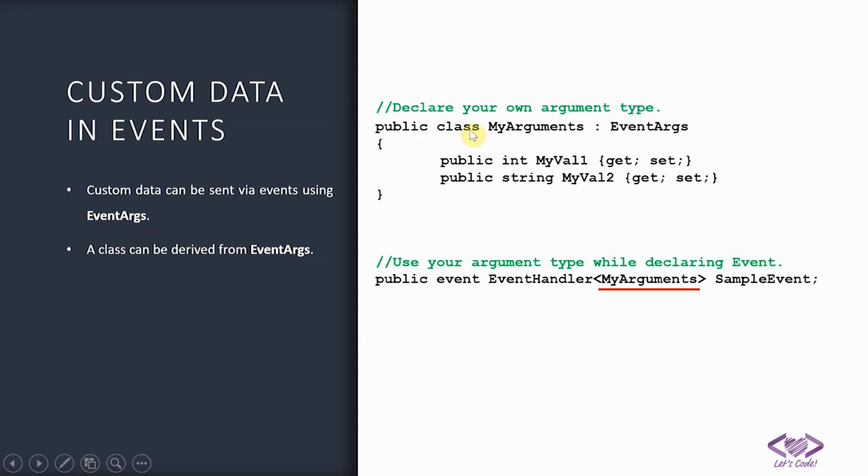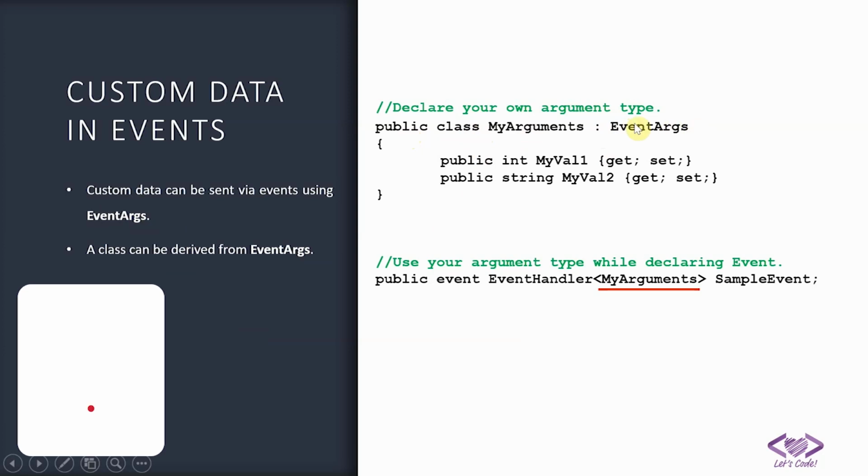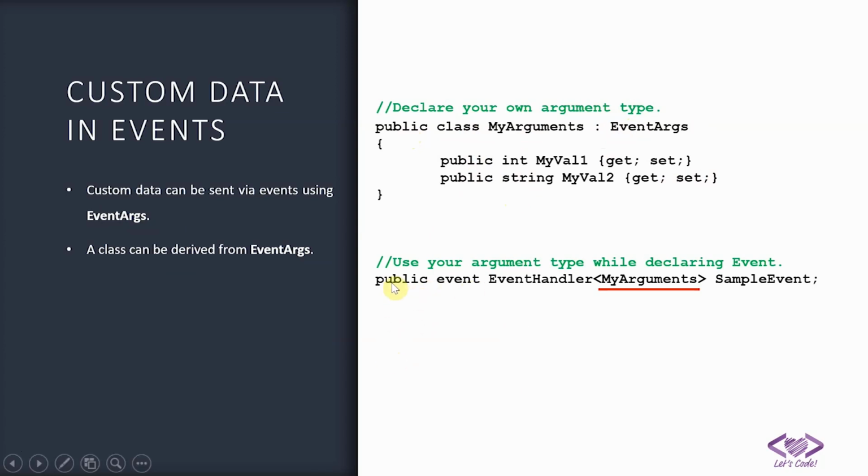So public class MyArguments, and I will just extend it with EventArgs, and here I will declare all the properties which I want to be passed as part of my data. So when you declare the event, earlier we were using public EventHandler. Now we can say the data type of MyArguments, that is, now my event handler delegate will be taking the argument of type MyArguments. So wherever you invoke this, you will be able to pass MyArguments type of data.